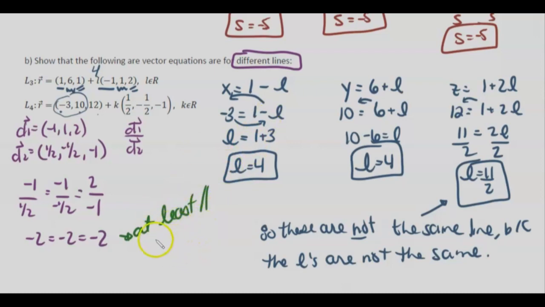Again, you're either going to get parallel and distinct, and I can quickly draw these in 2D, or if one point lies on the other line, what we're going to get is the same line, so parallel but coincident. In this case, they're parallel and distinct. They're not going to have any points of intersection.